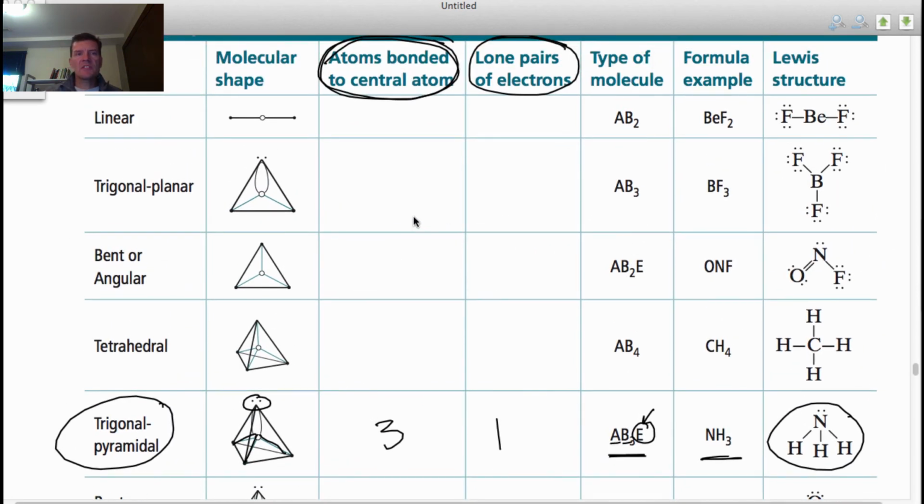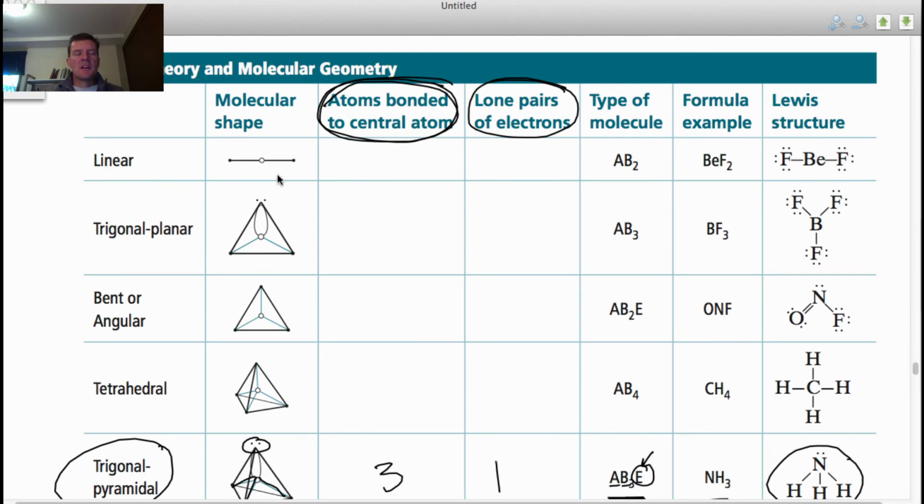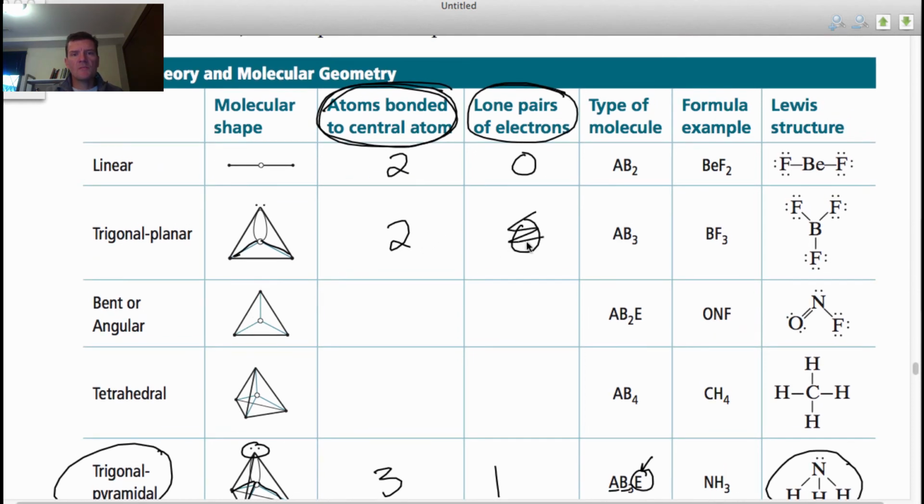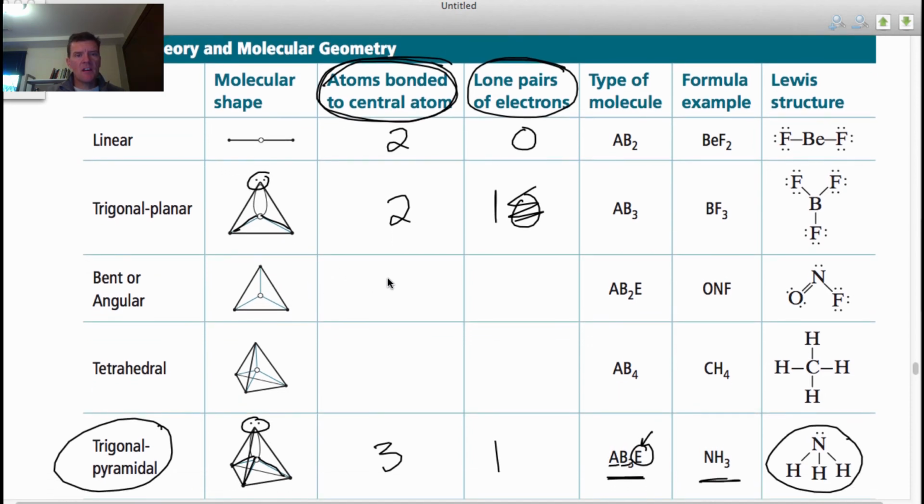So all you have to do, let's fill in this table here. This would be 2 bonds, 0 lone pairs. This would be 1, 2 bonds, 0 lone pairs. Oh, sorry, 1 lone pair. Okay? Yeah, looks like you got 1 lone pair there. Okay? Here you've got 3 bonds.